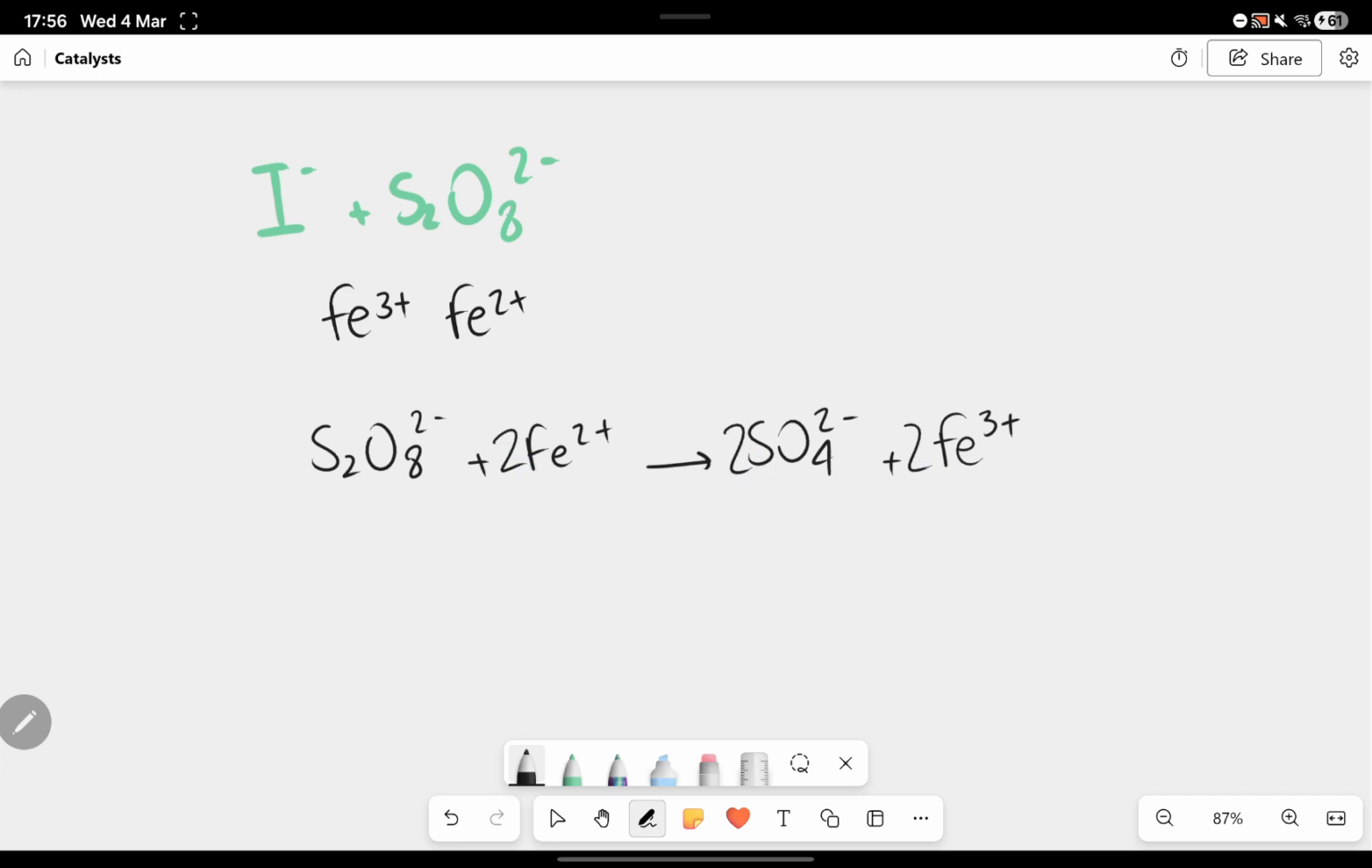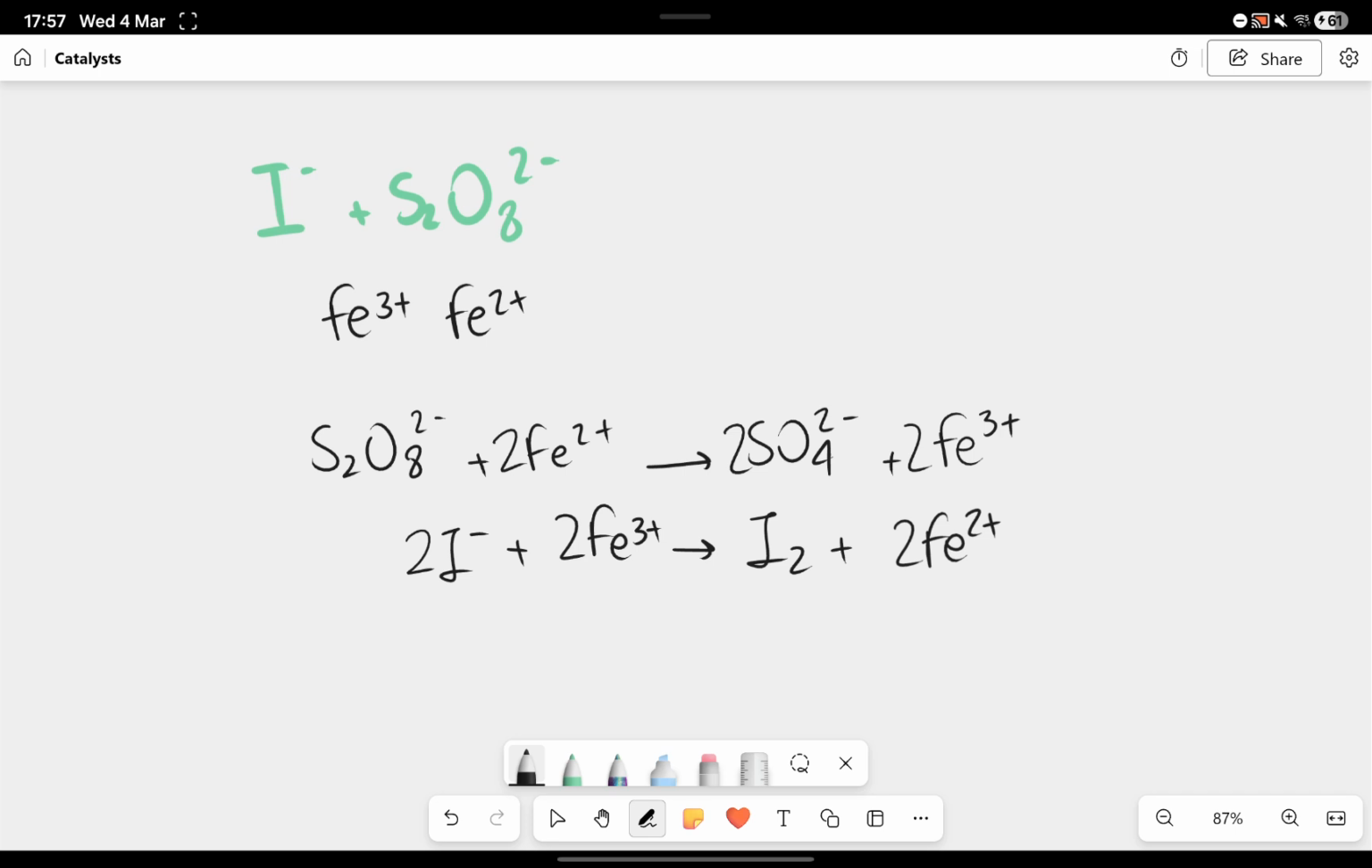Now, the iron 3+ has to reform the iron 2+, so it will oxidize the iodide to form I2 and reform the iron 2+. So the iron produced can then go on to reduce more of the peroxodisulfate, so it fulfills its role as catalyst. Remember, this lowers the activation energy of this reaction, which, why does it have such a high activation energy? Well, because of the negative charge of both reactants.